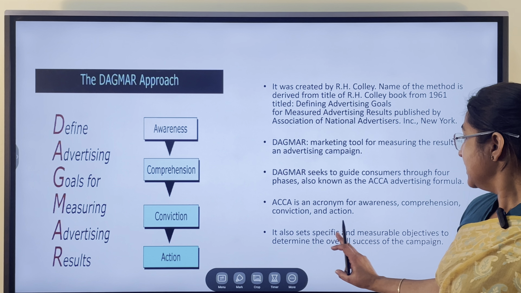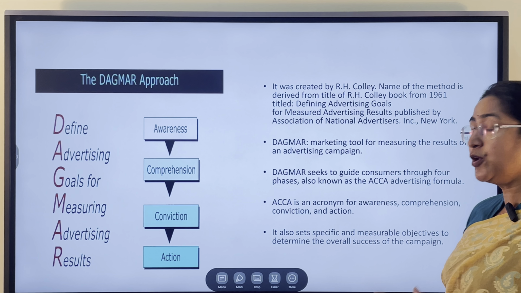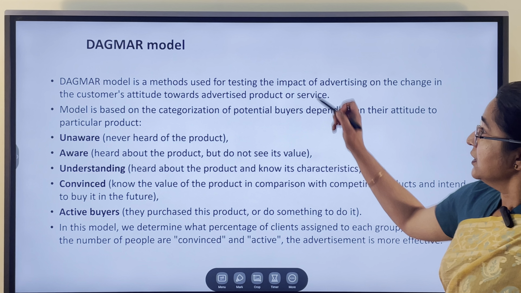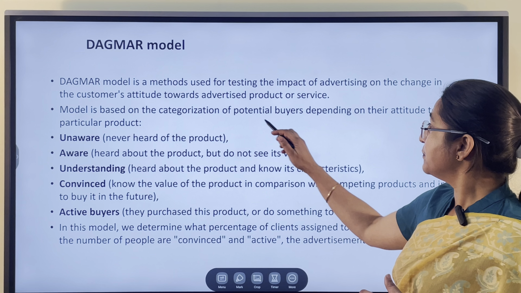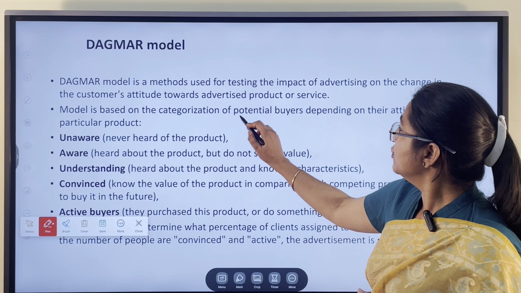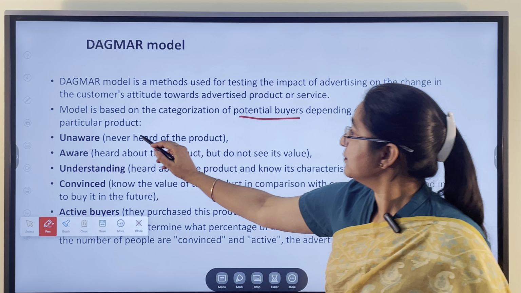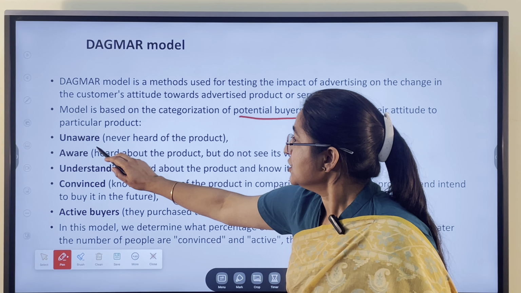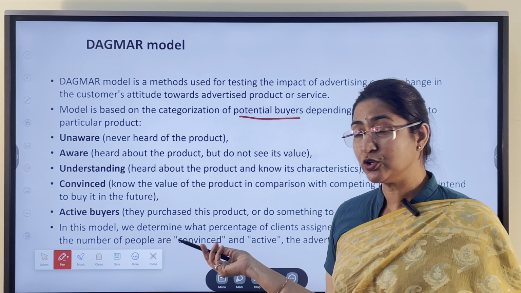In this particular model, it sets specific and measurable objectives to determine the overall success of an advertising campaign. Now, when we talk about the DAGMAR model, it categorizes the potential buyers depending on their attitude about a particular product, on the basis of 5 categories. First, he could be unaware of the product, so he must have never heard about the product.